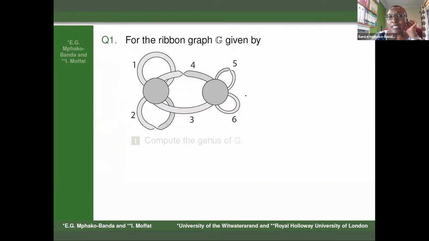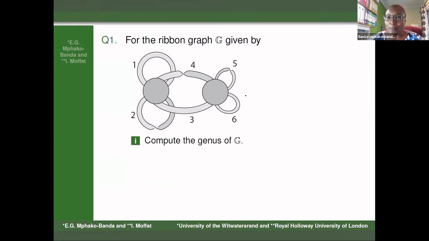So let us look at this ribbon graph G, which we are given here. These are the edges. We have the ribbons 1, 2, 3, 4, 5, and 6. So just for you to have a feel, and with the concepts which were introduced, I think logically it would be interesting for you to try to compute the genus of this graph. Can you try to compute the genus of this graph? Then from there, we are going to do other things.